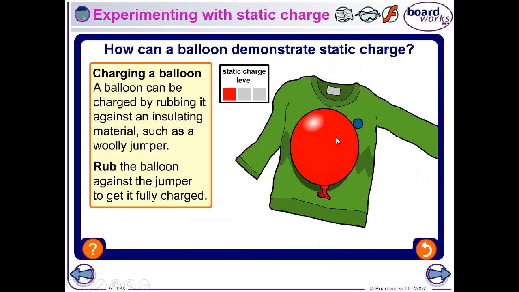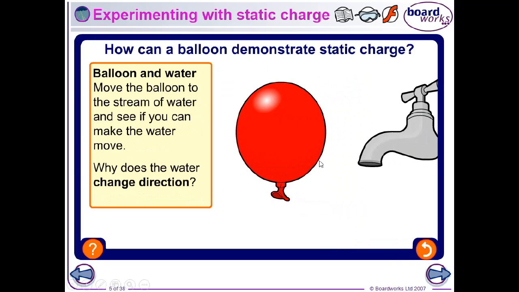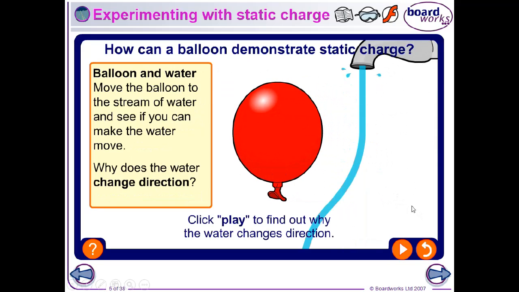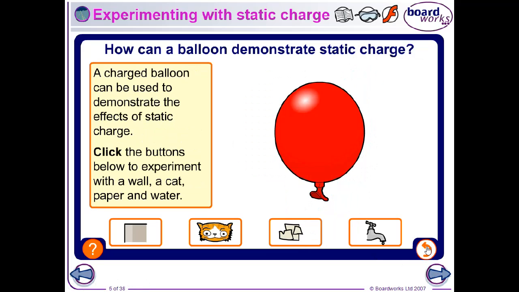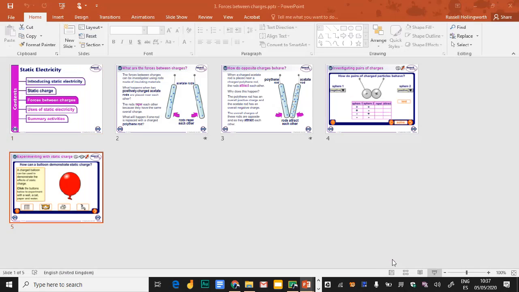And by far the most fun one is the fact that charges can move inside the water. So negative charge moves to the opposite side of the stream of water. That leaves the surface of the water close to the balloon positively charged. It gets attracted to the balloon, and we see the path of the water is diverted. It's moving towards the balloon because it's attracted. So there's some fun examples of the forces between charges.